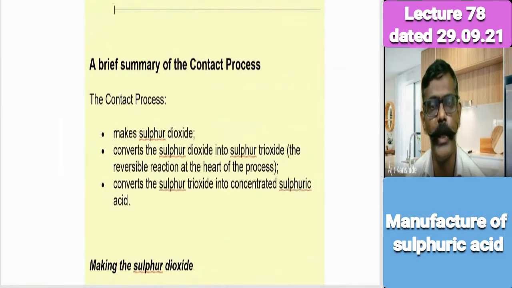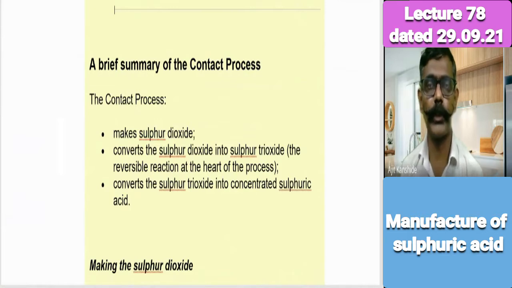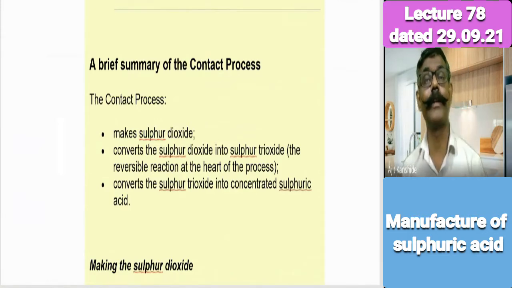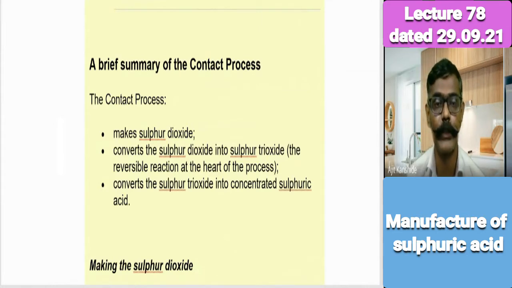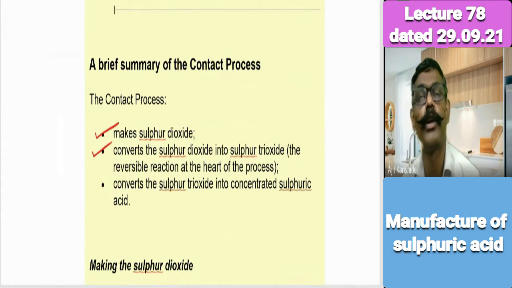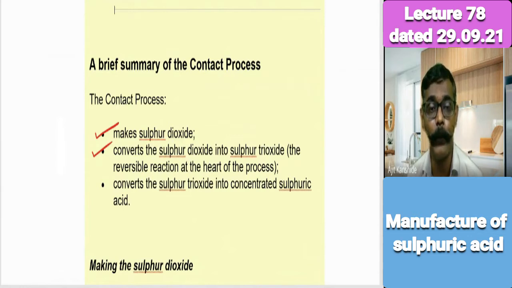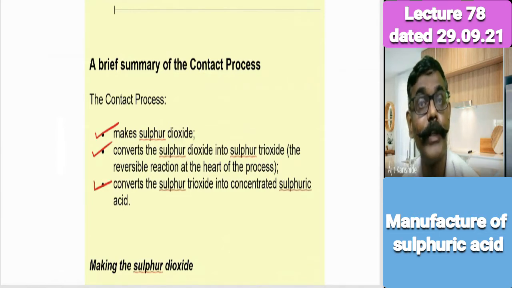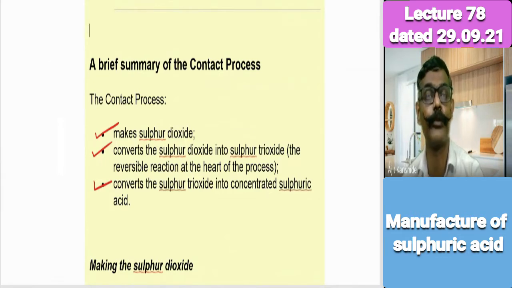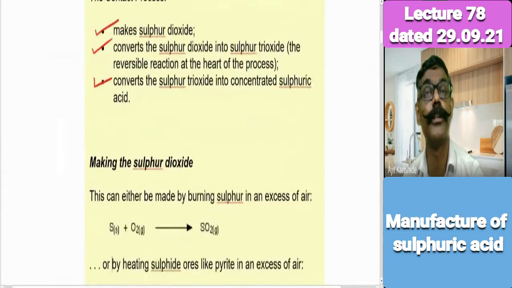Yes, students. Already we have discussed the manufacturing of sulfuric acid. It means we are forming sulfur trioxide there. To obtain sulfur trioxide, first we have to obtain sulfur dioxide. Second, sulfur dioxide we convert to sulfur trioxide. And third, sulfur trioxide we convert to concentrated sulfuric acid. These 3 stages are involved in the contact process for the manufacture of sulfuric acid.